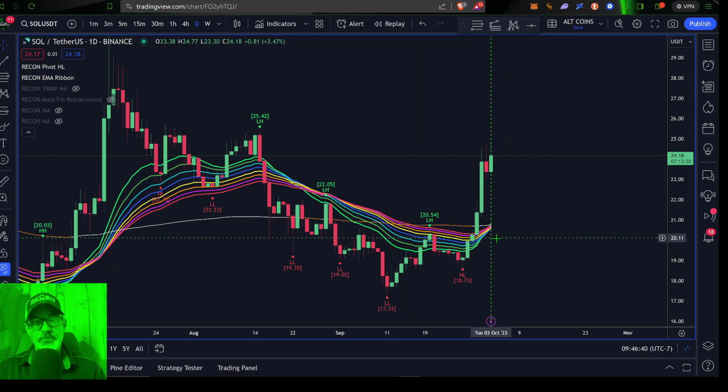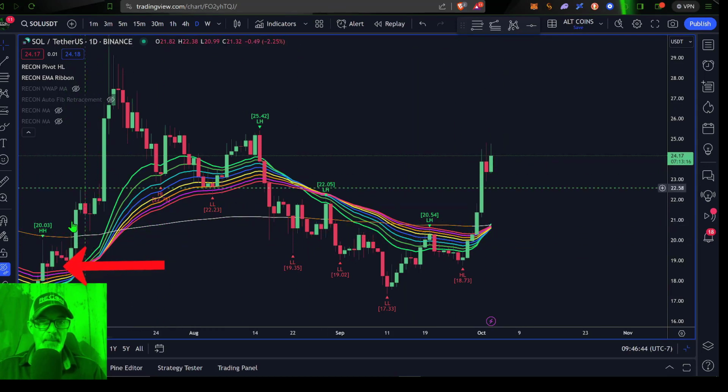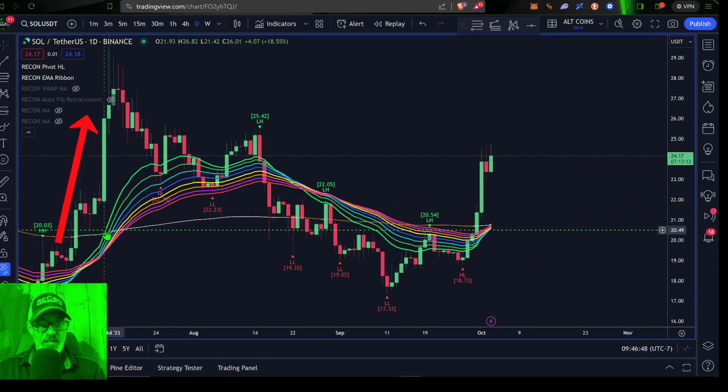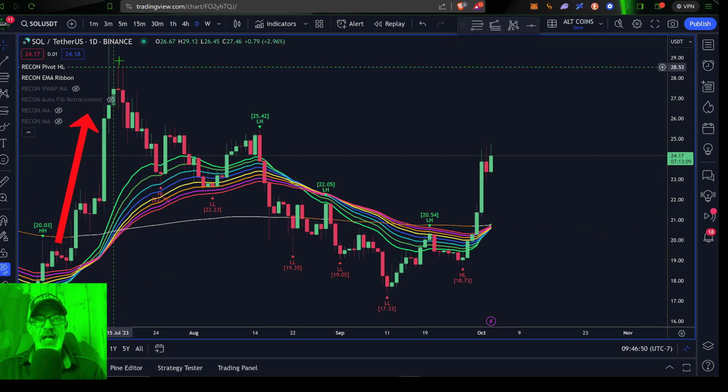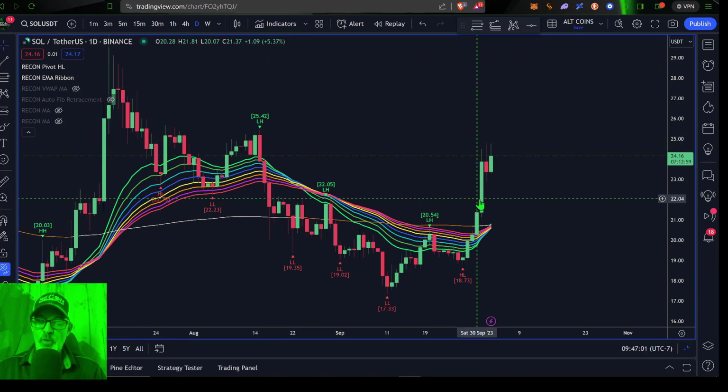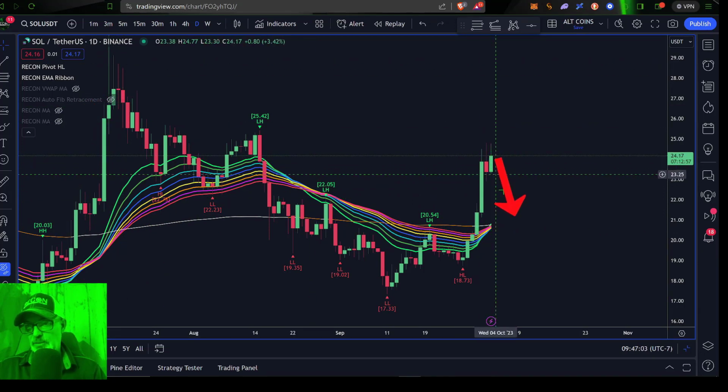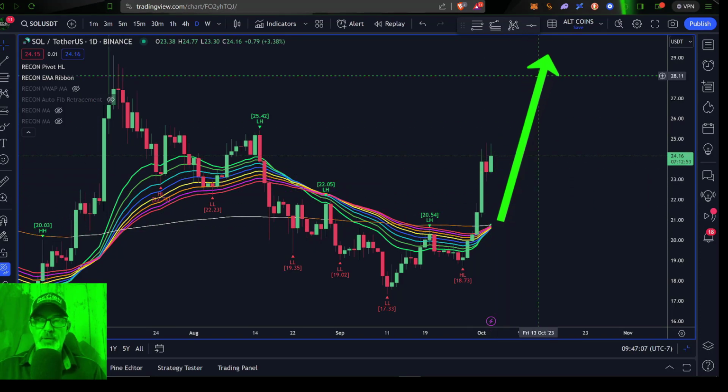And if this ribbon flips, then we could see a move much like we saw back here where the price breaks out, perhaps comes back and tests the ribbon for support, and then moves higher. And so there is the possibility we get a little bit of a pullback into the ribbon and then a bounce off the ribbon and a move higher. Again, that would be the bullish scenario.